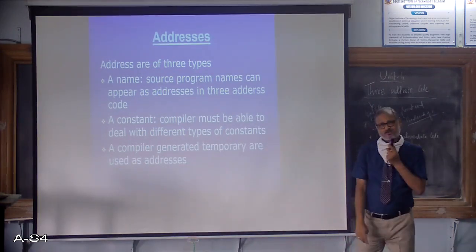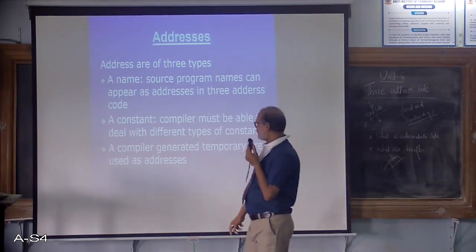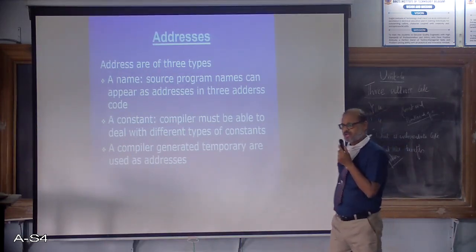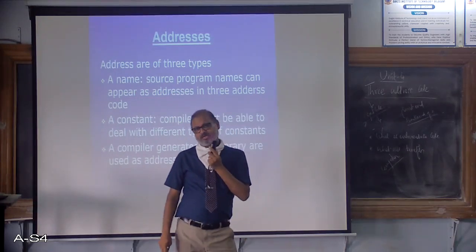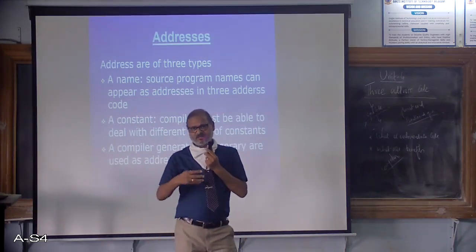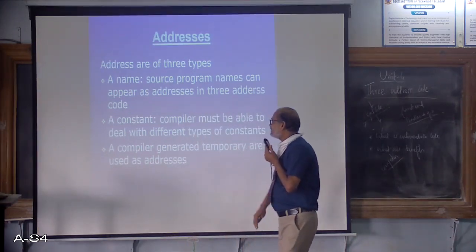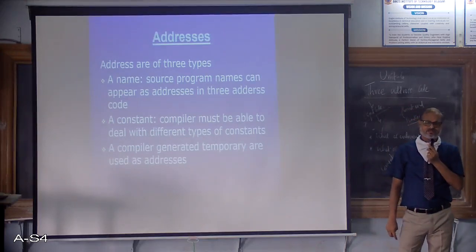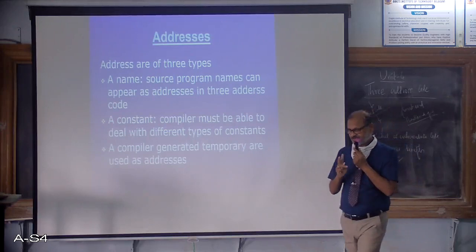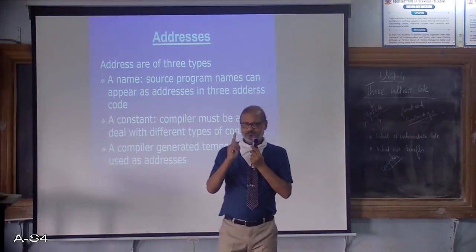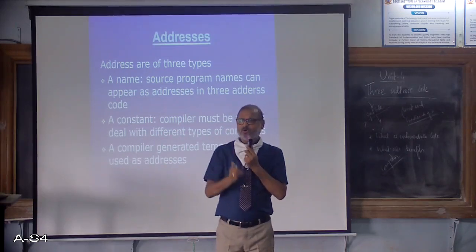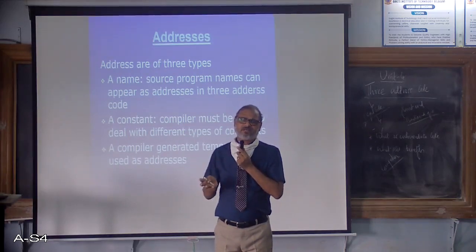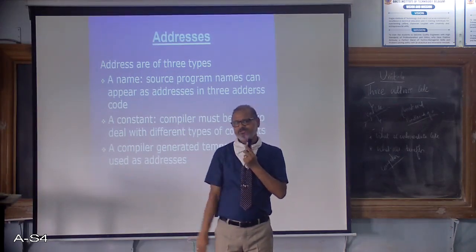And second address could be a constant. So here, compiler must be able to deal with different types of constant. It could be a string constant, it could be an integer constant, or it could be a Boolean constant, and so on, right? And the third address could be a compiler generated temporary. So when we write a three address code, we can have maximum three addresses and only one operation per statement. If you have more than one operation, then that particular statement has to be divided into several sub statements, so that we can have only one operation per statement.